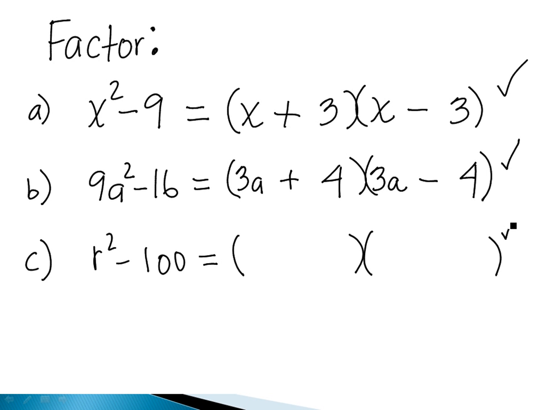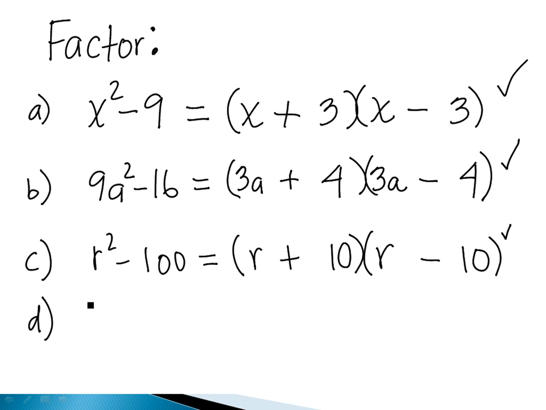Alright, the square root of r squared is r. And the square root of 100 is 10, because 10 times 10 is 100. Plus, minus. I put a check mark before I even did the problem. I'm very confident, I guess. Alright, let's do one more like so.